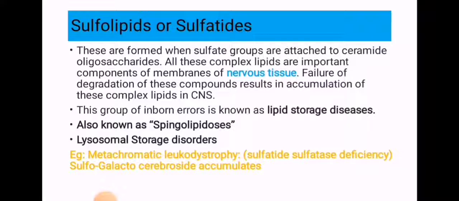These are also known as sphingolipidoses. For example, metachromatic leukodystrophy. This is due to deficiency of which enzyme? It is sulfatase enzyme deficiency. If this enzyme is deficient, then what is going to accumulate? It is sulfogalactosylceramide that is going to accumulate in the lysosomes.